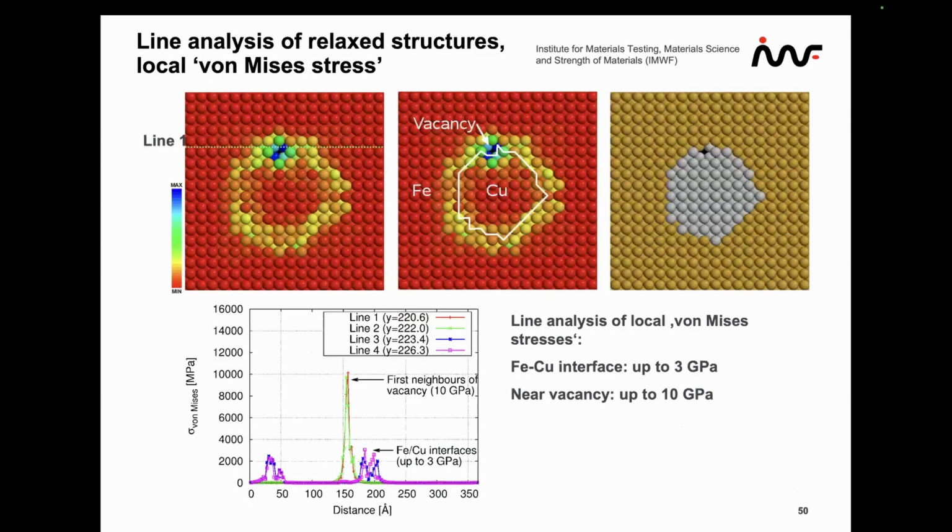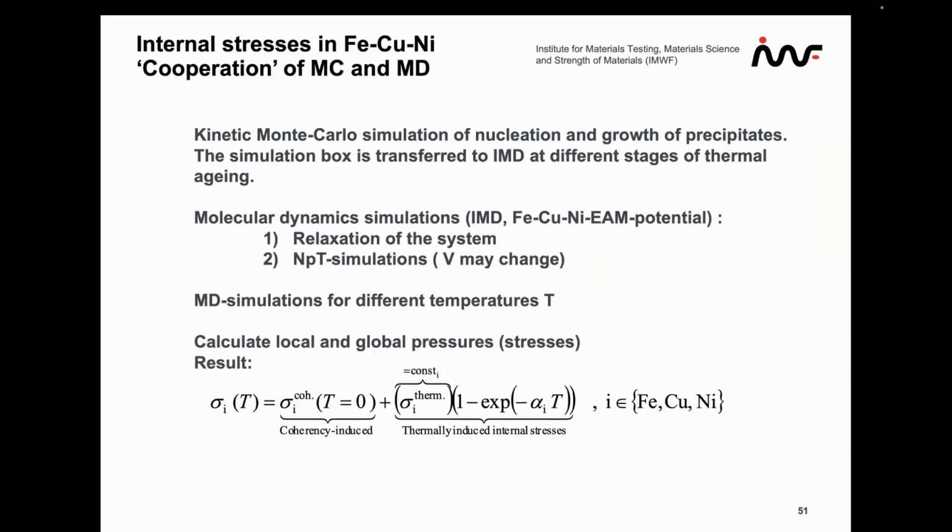Even we can discriminate perfect lattices and vacancies and see the individual situations. The stresses are very high and are equilibrated by the surrounding. Therefore, no damage must be correlated with such local residual stresses. The residual stresses can even be discriminated between coherency-induced and thermally induced residual stresses.